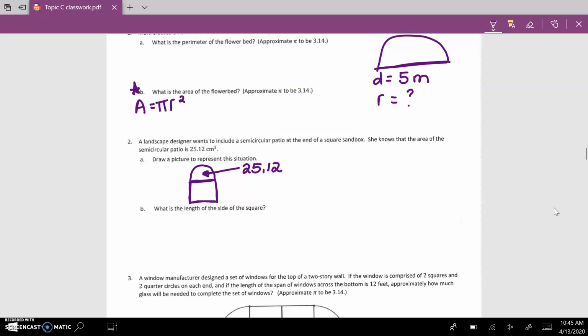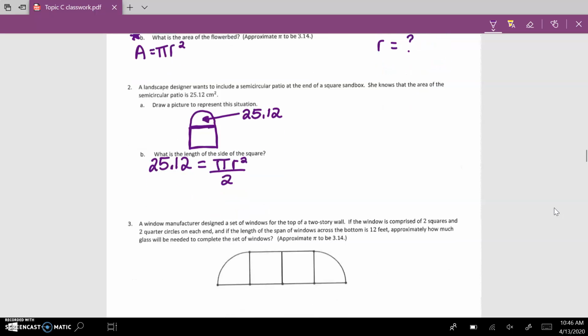Now what I want you to remember is that if this is a square, that means all 4 sides are the same length. So once you use this area in part B, then all of the sides will be the same. Part B says, what's the length of the side of each square? Well, we know the area is 25.12 equals, area is pi r squared, but remember it's a semicircle, so you have to divide by 2. Okay, so hopefully that'll help you with that one.